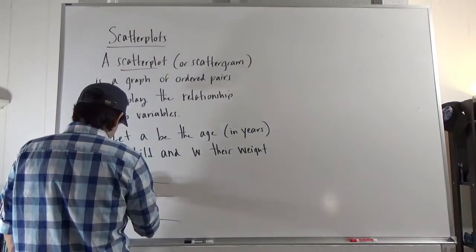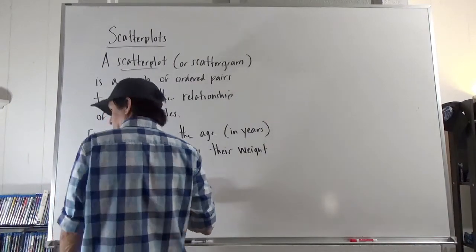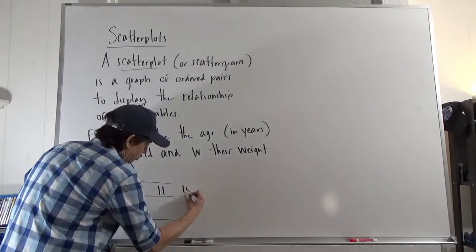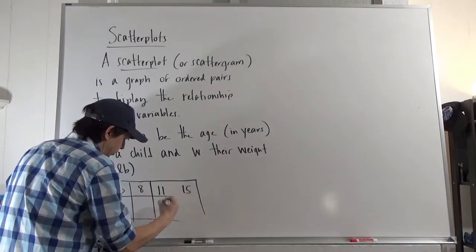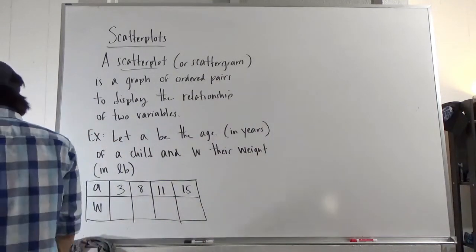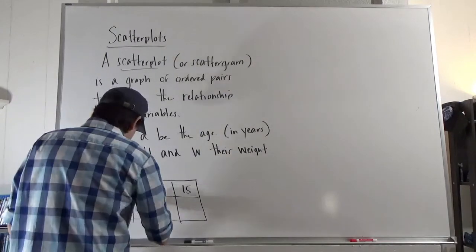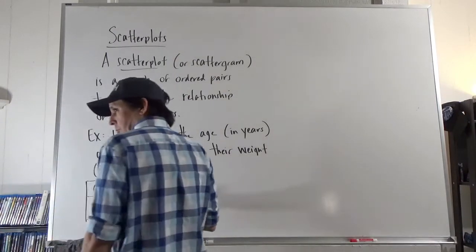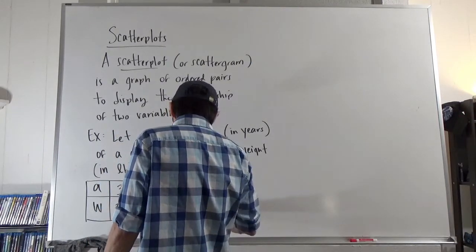The age is, A is the age, so it's 3 years old, 8, 11, and 15. So we have data from these 4 ages. For some reason they weighed this kid only at those particular ages, and they found out they weighed 32 pounds at age 3, 47, 89, and 103 pounds.